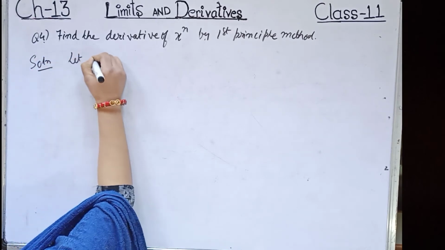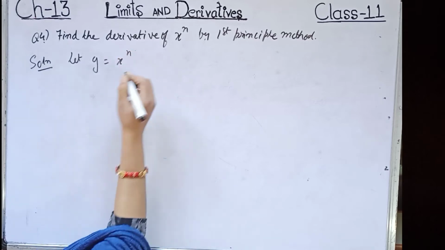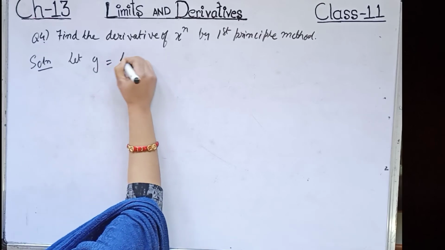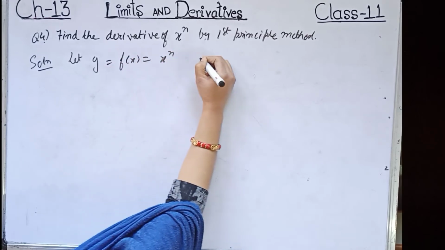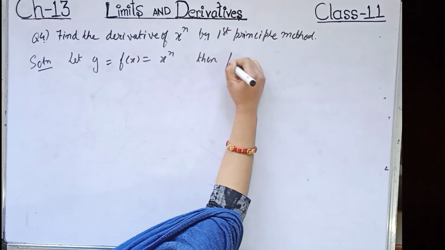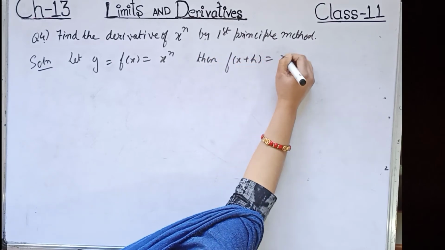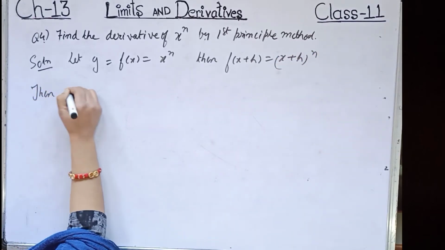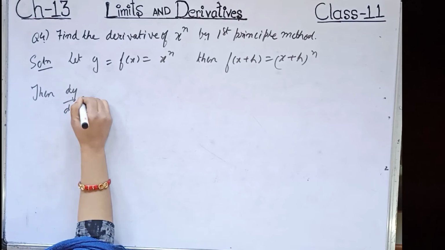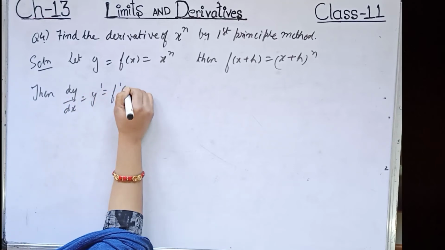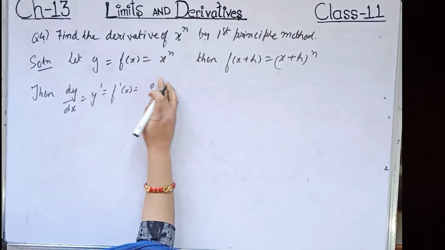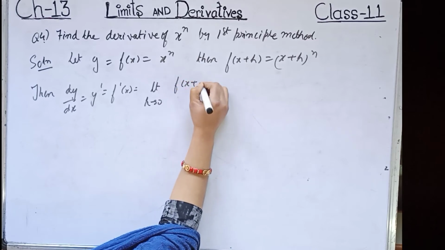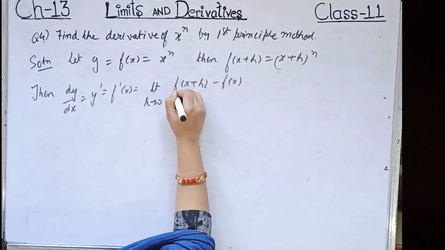Solution. Let y equals x power n. Then we can write y equals f(x) equals x power n. Then f(x plus h) equals (x plus h) power n. Then dy by dx equals y dash equals f dash x equals limit h tending to 0 of f(x plus h) minus f(x) divided by h.